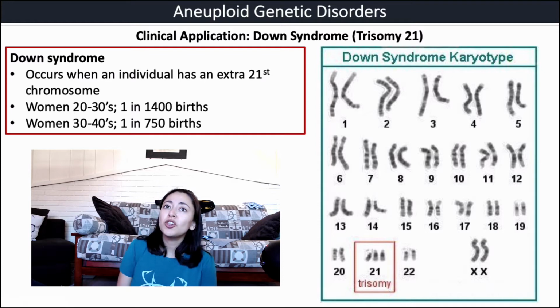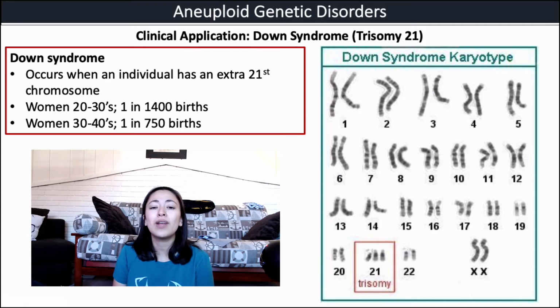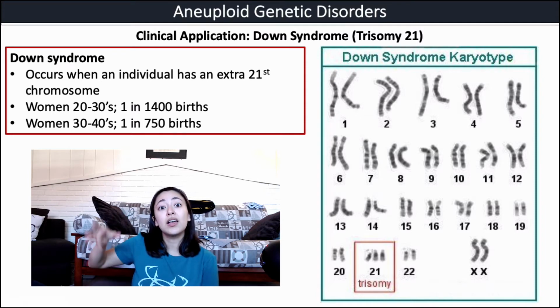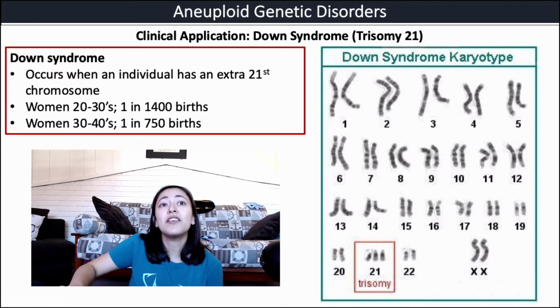Now let's look at some common aneuploid genetic disorders. The first one that we're going to look at is Down syndrome, also known as trisomy 21. So this is an aneuploid condition caused by an extra autosomal chromosome. And this occurs in individuals that have an extra 21st chromosome. So instead of having 2 chromosomes here, they would have 3.